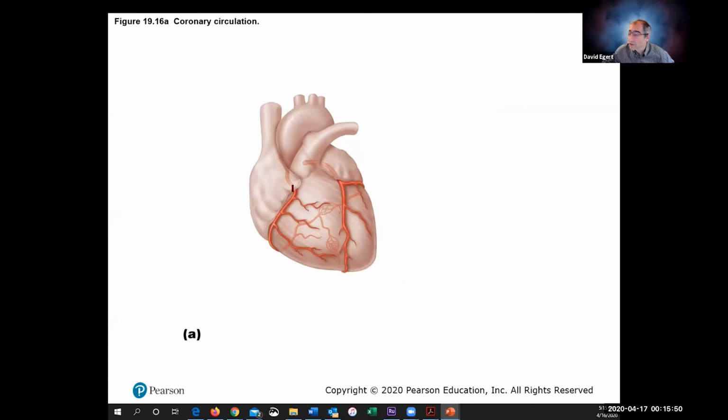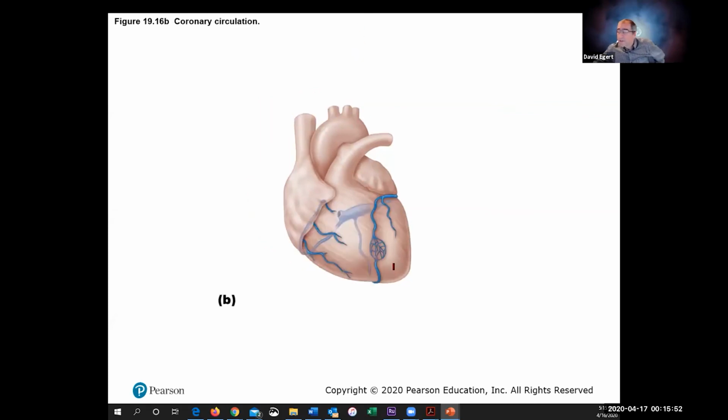This is just kind of showing the coronary arteries. I didn't really talk about the drainage. The main thing is the coronary sinus is where all the coronary circulation ultimately drains into, which then just dumps back into the right atrium.